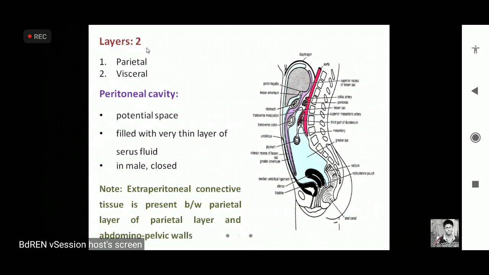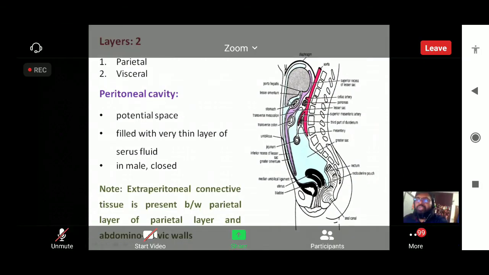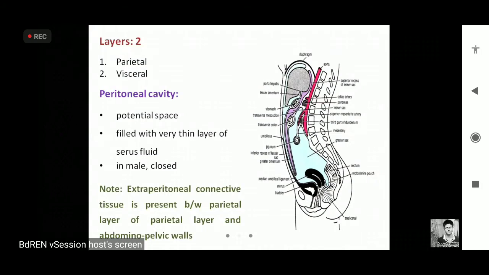There are two layers of the peritoneum: parietal layer and visceral layer. As I've told you, there are two layers in the pleura, parietal pleura and visceral pleura. Similarly, there are two layers in the peritoneum, and as you have rightly mentioned, in between these two layers there is a potential space. Do you know the meaning of potential space? It means a space that can expand when needed, but usually it is not that evident.